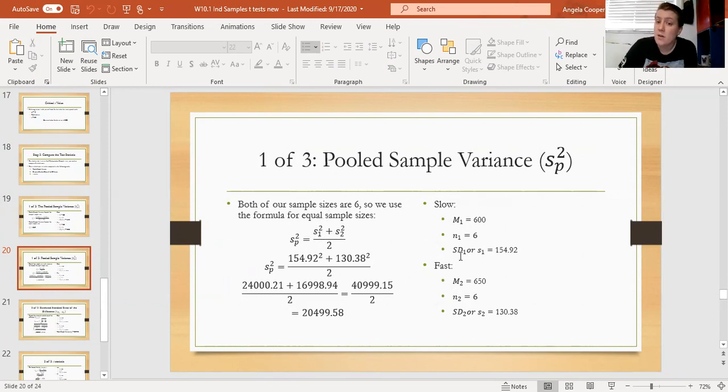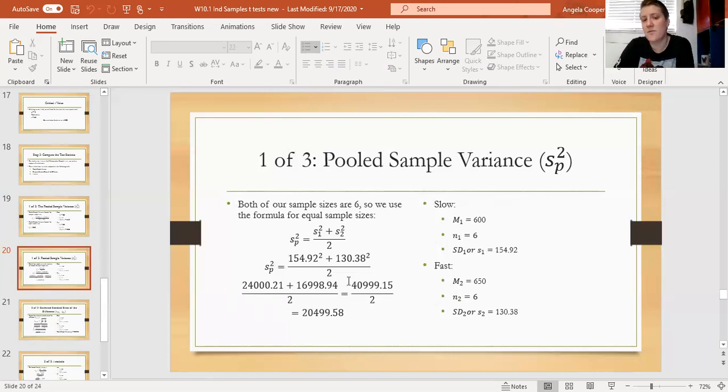Now, also remember, we do not have variance here. We have the standard deviation. So when you're calculating pooled sample variance, you want to make sure that you are indeed calculating the pooled sample variance. So the reason why we have this 154.92 squared plus 130.38 squared is because we are taking the variance of our groups. Standard deviation squared equals variance. So we have our 154.92 squared plus 130.38 squared divided by 2.